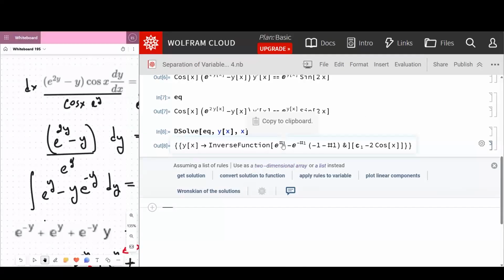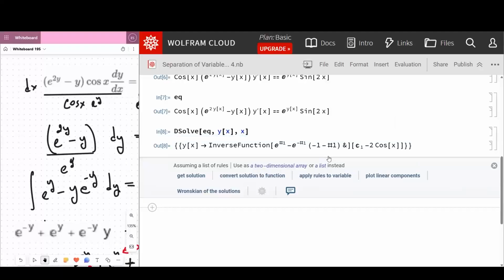All right, so first of all, these hashtags are basically placeholders for the independent variable. You can think of it like X, basically, right? However, in this particular context, they're not going to represent X. They're actually going to represent Y, because this expression is saying that you have the inverse of this expression, with this expression, C1 minus 2 cosine of x, plugged in.